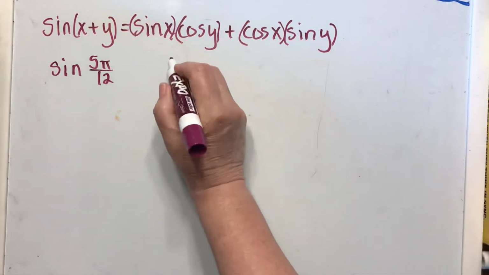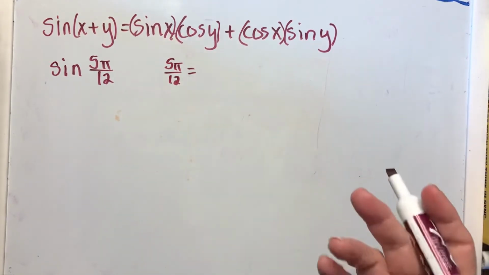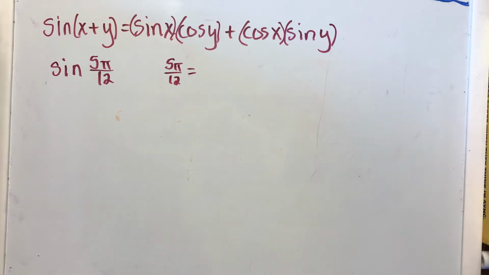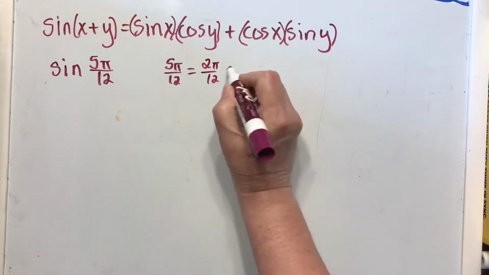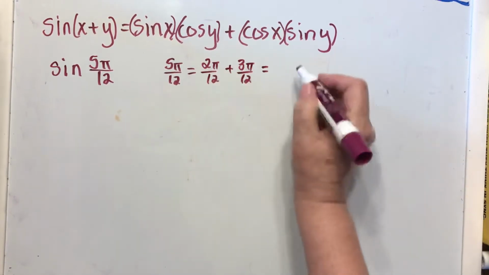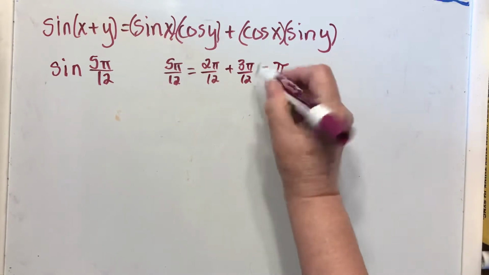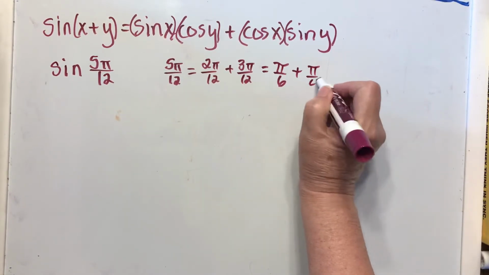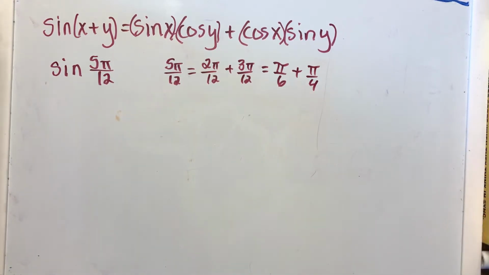So 5 pi over 12, and this just takes practice knowing this, and y'all aren't going to have to come up with this sum yourself, not right to begin with. We'll work on that later. But 5 pi over 12, I can write that as 2 pi over 12 plus 3 pi over 12. And that's going to simplify. 2 pi over 12 actually simplifies to pi over 6. 3 pi over 12 simplifies to pi over 4. And both of these angles are on our charts.